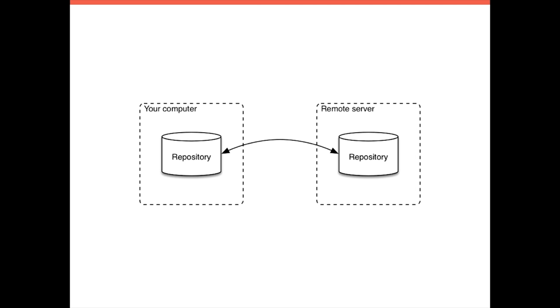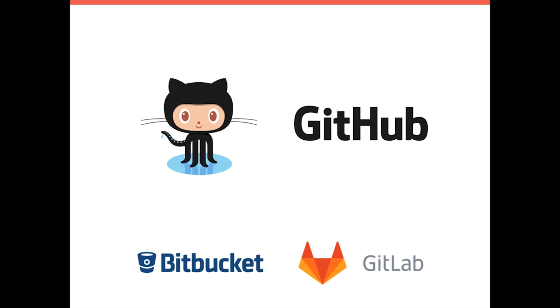So on the left, you have your computer, and on the right, you have your remote server. And a remote server can be anything, but what we use as developers is we use services to play the role of the remote. And those services, the big one is GitHub. We are going to talk about it. And there are some alternatives. There are, for instance, Bitbucket or GitLab. And basically, it's just servers in the cloud where you can push your Git repository to.